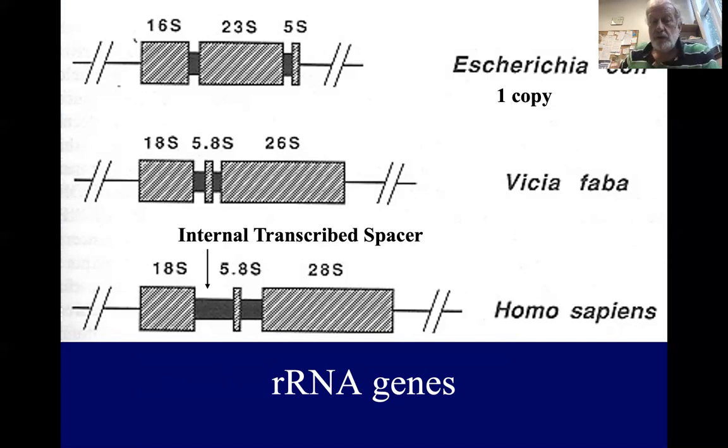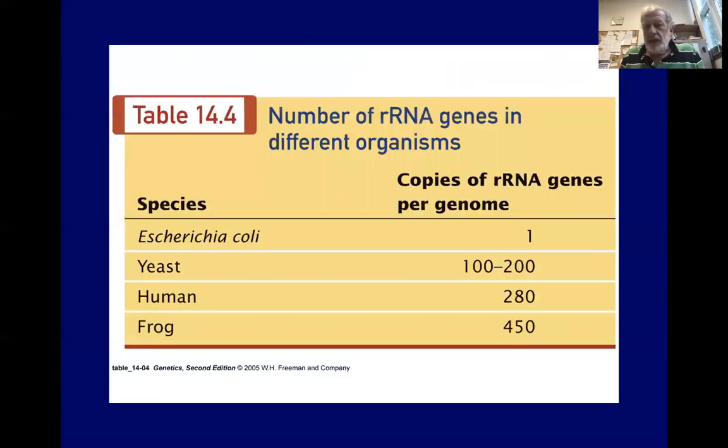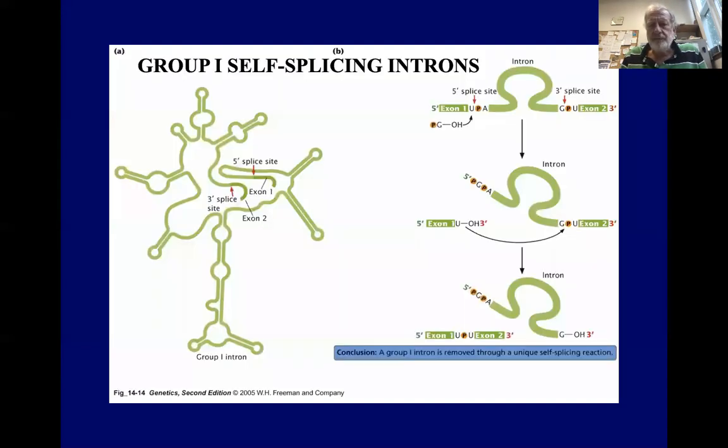And of course, we eukaryotes have many, many hundreds of copies of these things because ribosomal RNA is used in making ribosomes. And ribosomes are used in protein synthesis, so they're very important. So yeast have between 100 and 200 copies. We've got about 280 copies of that thing I just showed you. And a species of frog has about 450 copies. So it just depends on what organism, how many copies they have of these ribosomal RNA genes.